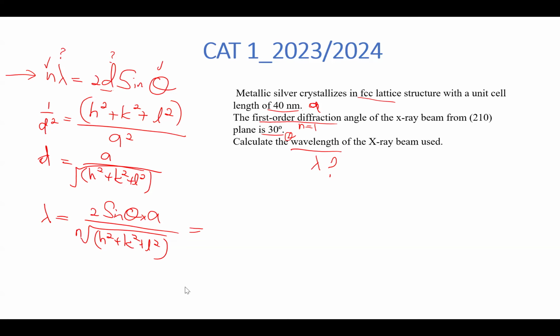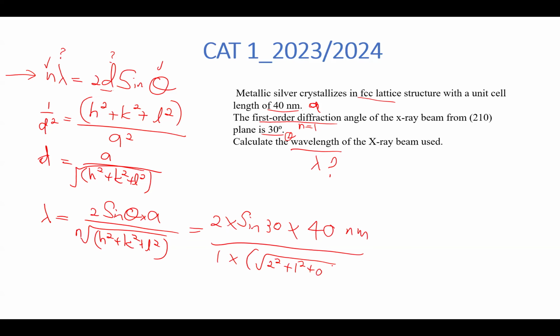So I'm just telling you to plug in these values. 2 into sine 30, 40 nanometer. When you are doing these questions, be careful with the units. Then N is 1. And then square root of 2 squared plus 1 squared plus 0 squared. All right. Shall we go back?